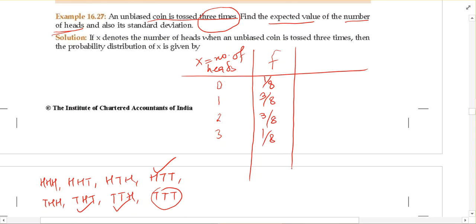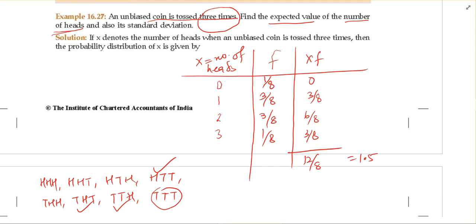So what is mean? Mean is sigma xf. We will just do sigma xf. Xf is 0, this is 3 by 8, 6 by 8, and this is 3 by 8. Total 12 by 8, that is 1.5. So 1.5 is the expected number of heads.